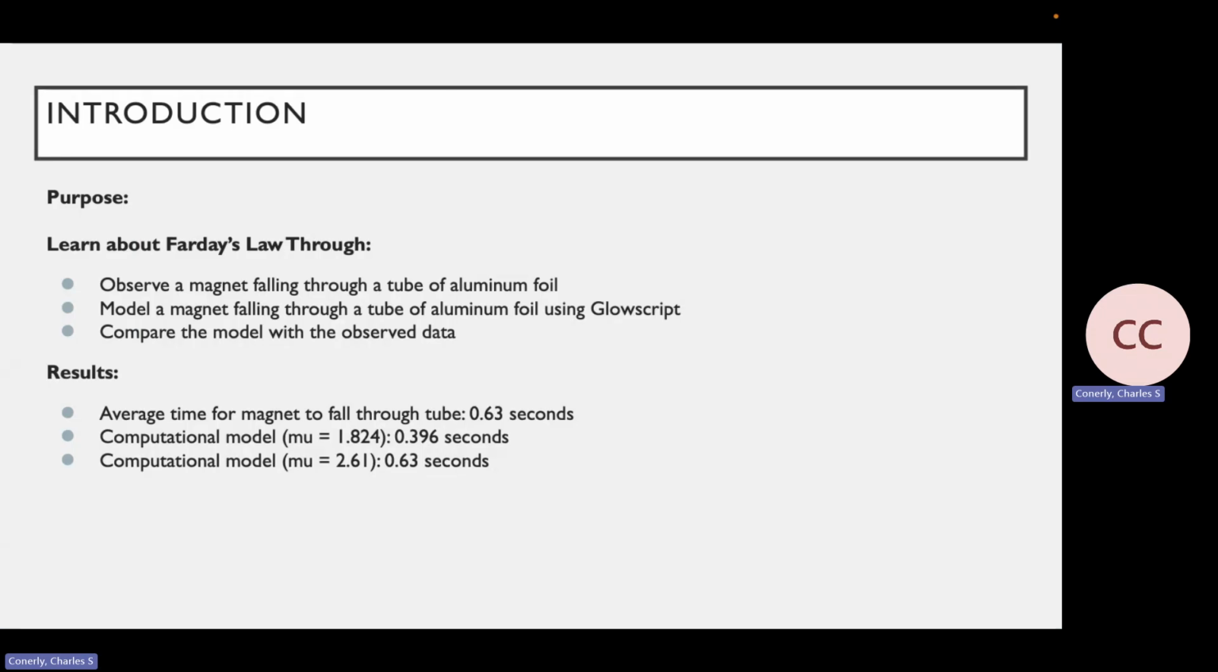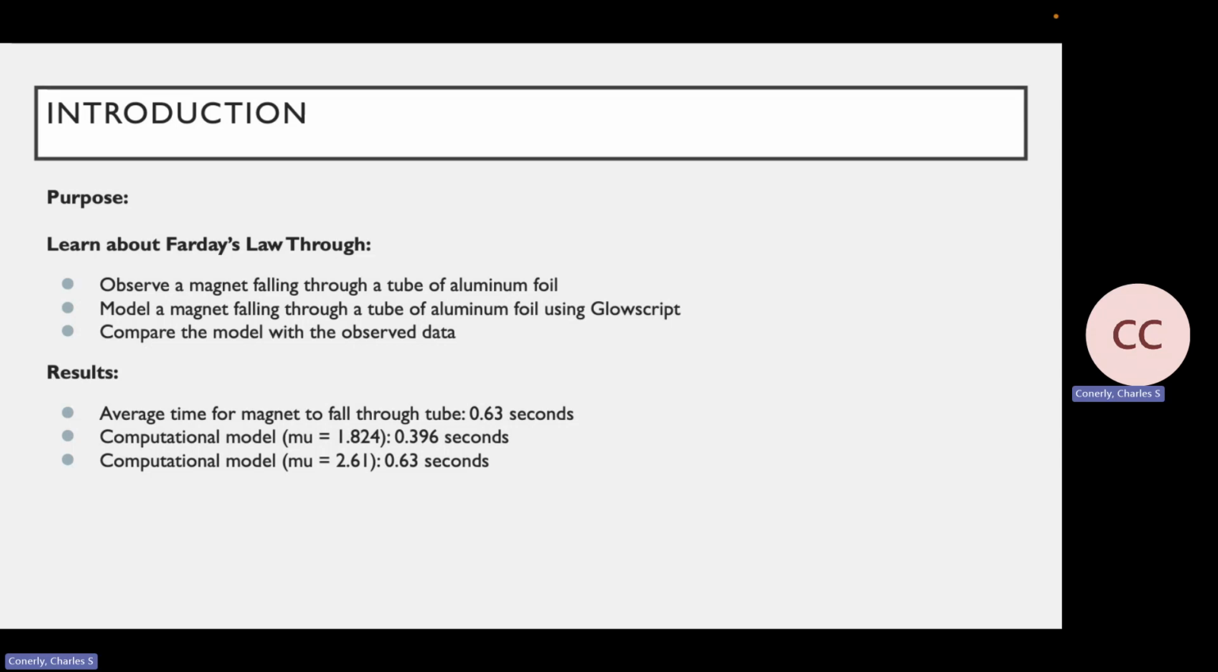First, a little introduction to the lab. Our lab is to help us learn about Faraday's law. We're going to do this by observing a magnet fall through a tube of aluminum foil. We're then going to model this interaction using GlowScript, and we're going to compare the model with our observed data to check for accuracies or inaccuracies with what we calculated.